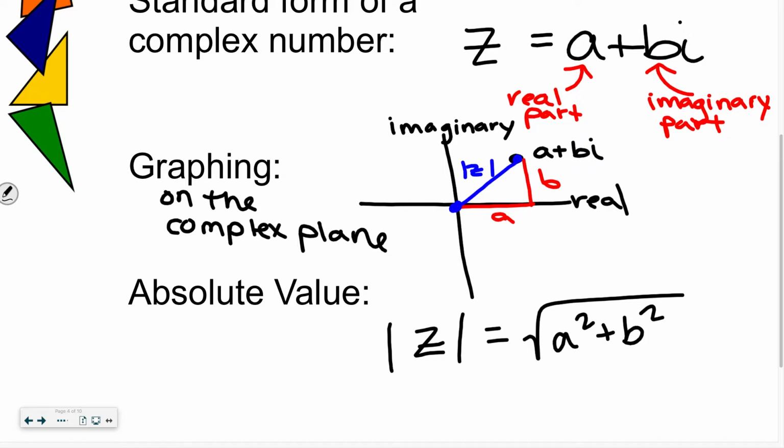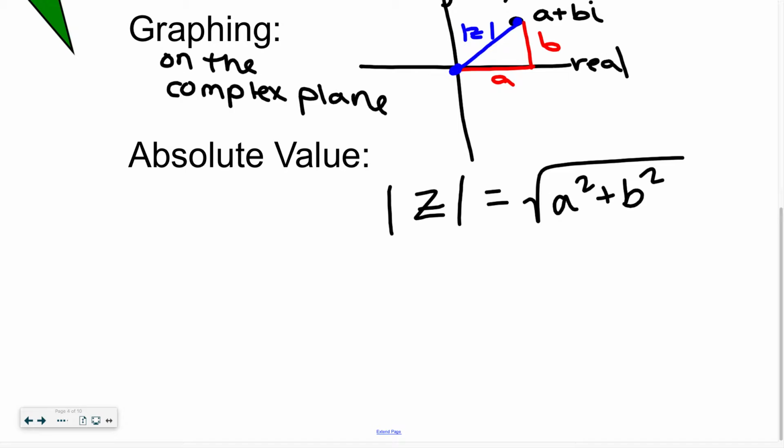One quick thing to note about that a squared plus b squared: when you put b in, remember your standard form is a plus bi. This is only the coefficient b. This is not bi. So don't put bi in and square it, because then you'll get b squared i squared, and we know that i squared is equal to -1. We shouldn't get any negatives under there. So it's only the coefficient b.